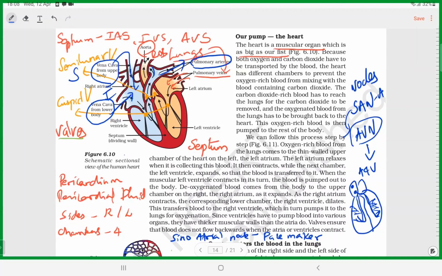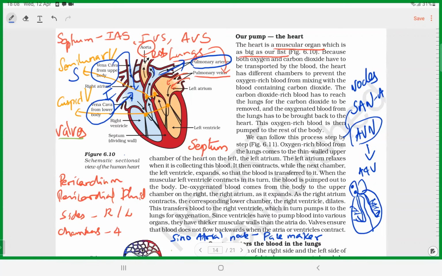Now, in simple terms, here are other important facts we should know about the heart. Compared to atrium and ventricle, which is bigger and which is smaller? Always in the human heart, the atria are smaller and the ventricles are bigger. And the left side of the heart has oxygenated blood, the right side has deoxygenated blood. Fine.